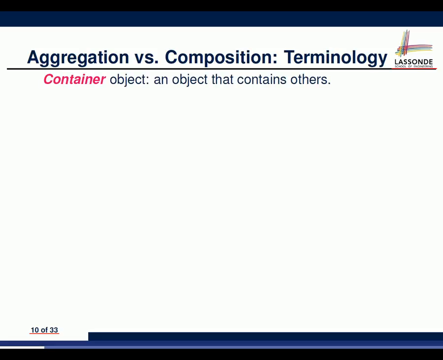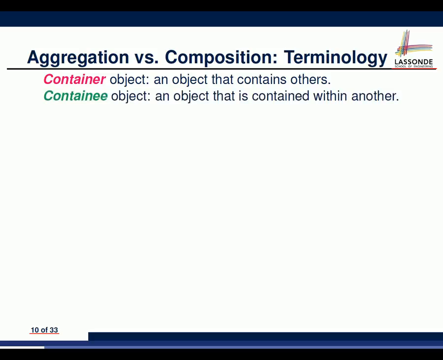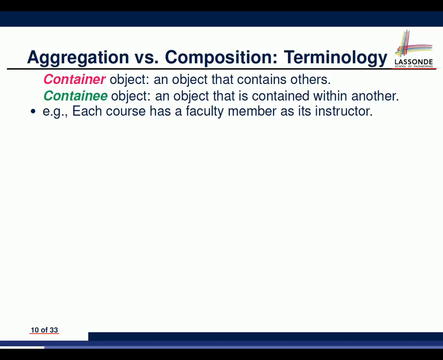Now let's define some terminology. We have something called a container. Container simply means an object that contains another. And then the containee is something that's being contained. Just two words that you should get used to. For example, one case: each course has a faculty member as its instructor. Can you see from this English sentence who is the container? The course or the faculty member? Course, right? Because here you're saying the course contains a faculty member as its instructor.